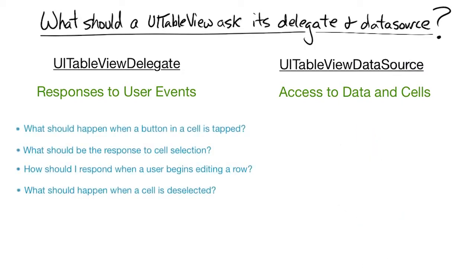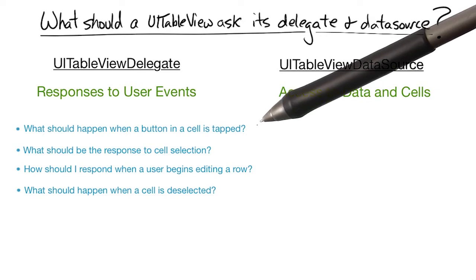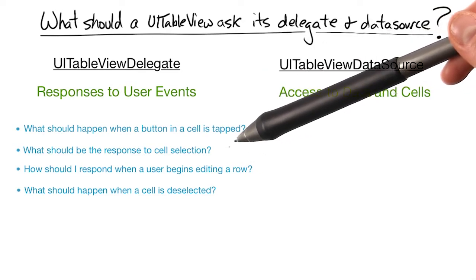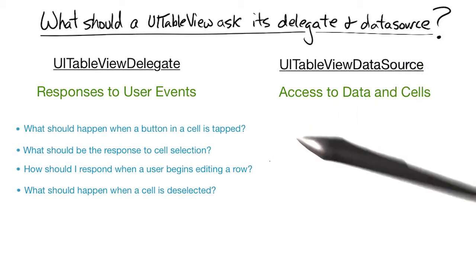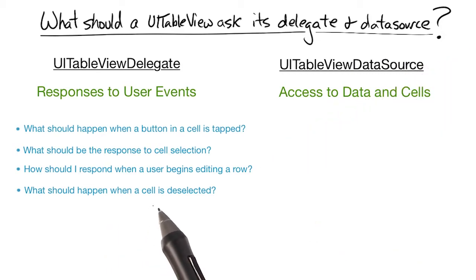The table uses its delegate protocol to ask event questions like these. What should happen when a button in a cell is tapped? What should be the response to cell selection? How should I respond when a user begins editing a row? What should happen when a cell is deselected?